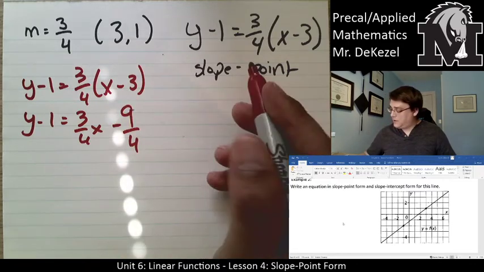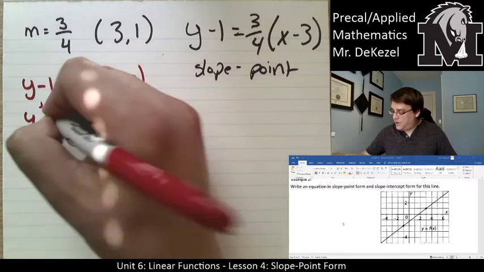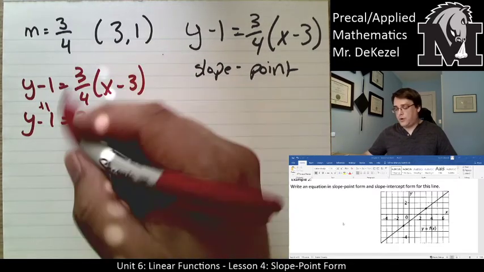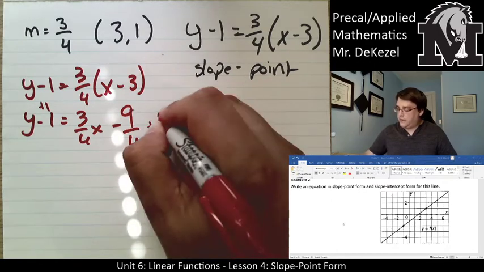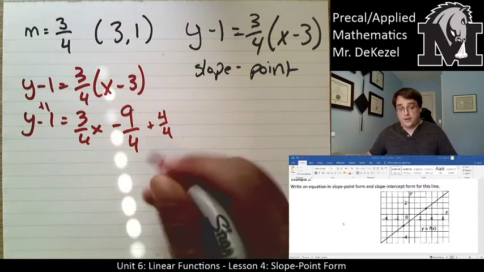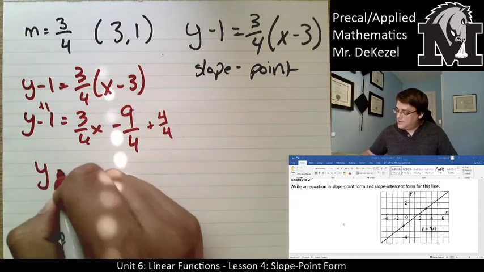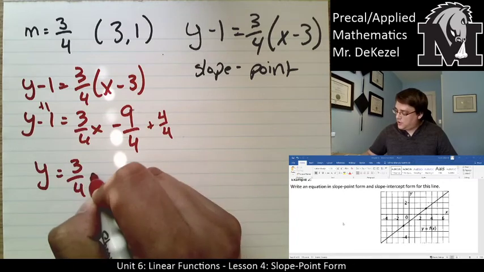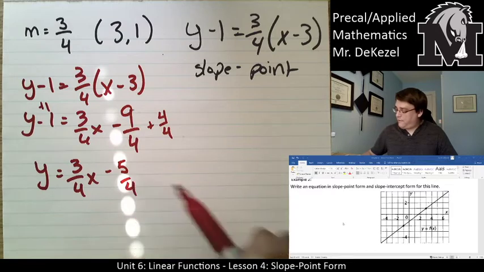So then what I want to do is add 1 to both sides. So add 1 to this side. But to add 1 over here, I need it as a fraction. And if I'm adding 1, I'm actually adding 4 over 4, right? 4 over 4 is 1, and it's just a way that I can actually add it to here. So y is equal to 3 quarters x minus 9 plus 4 is minus 5 fourths.